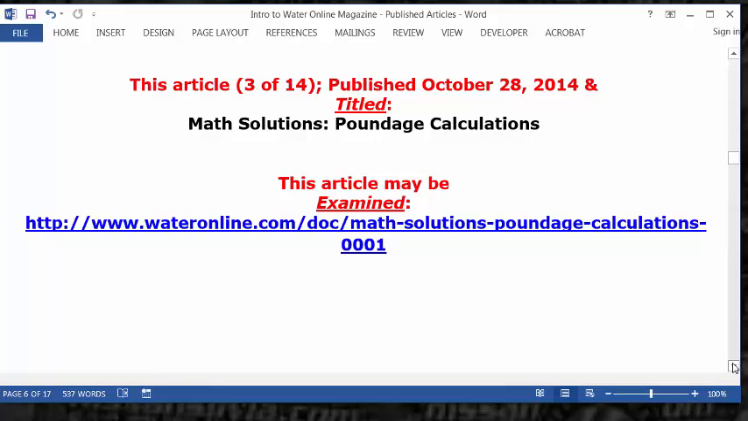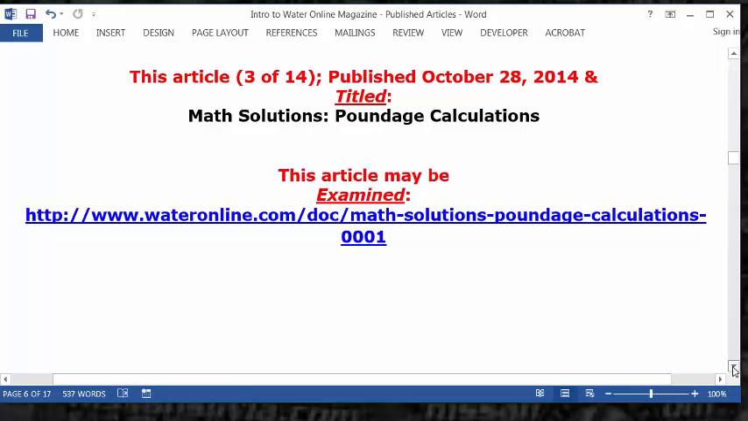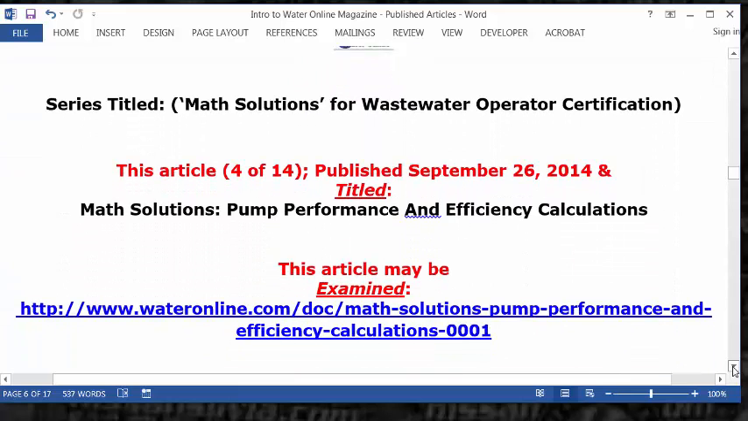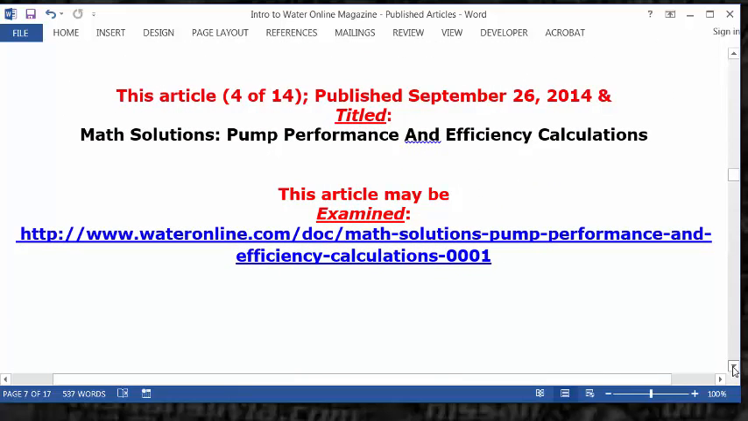And by the way, for each one of these articles, I have about 5 specific math calculations. Most of those will link to other calculations, and I will also direct you to my playlist on YouTube for math solutions, of which there were 77 solutions on the math playlist as of the end of 2014. So that will also be available from their site. The next one is on pump performance and efficiency calculations which was published September 26, 2014, and this is their link.